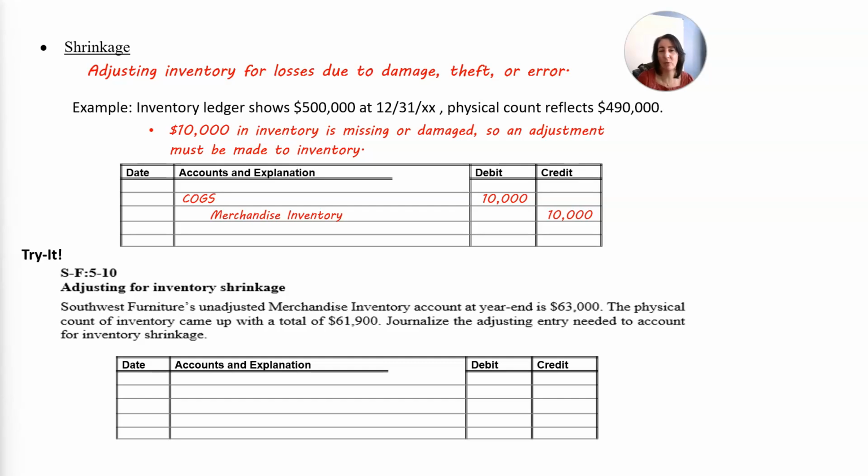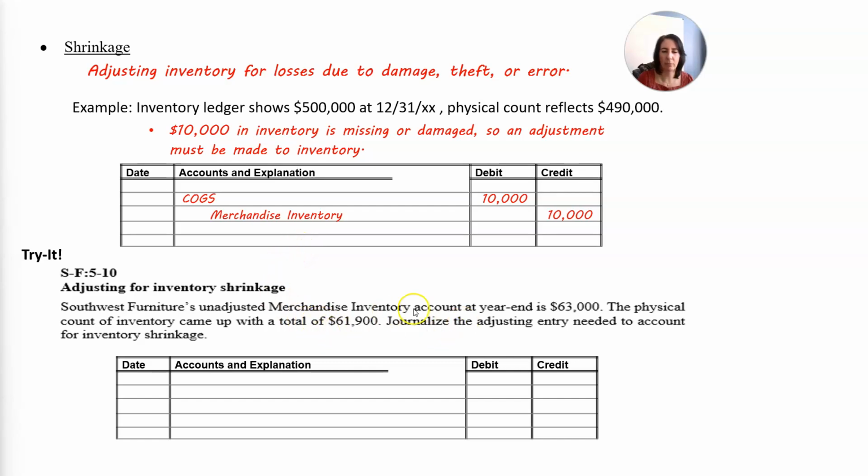You know, you expect a certain amount of shrink in your inventory. So this is like an expense, an inventory expense, and we're basically just increasing the expense. It's more of a loss. Not a loss, but a higher expense. All right, so we debit cost of goods sold, credit merchandise inventory.